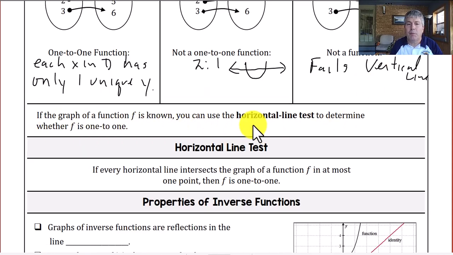So here's your information on the horizontal line test. If the graph is known, you can use the horizontal line test to determine whether it's one-to-one. And if every horizontal line intersects the graph at most one point, then it's one-to-one.